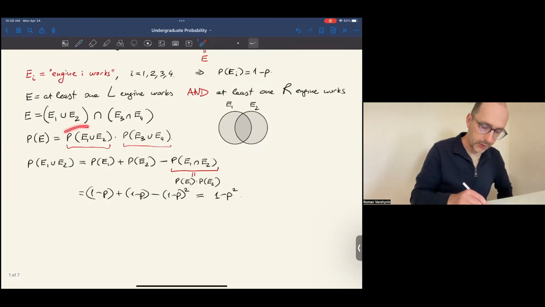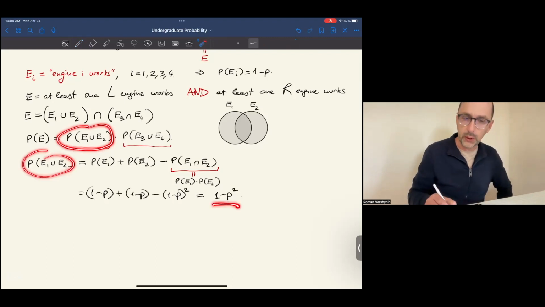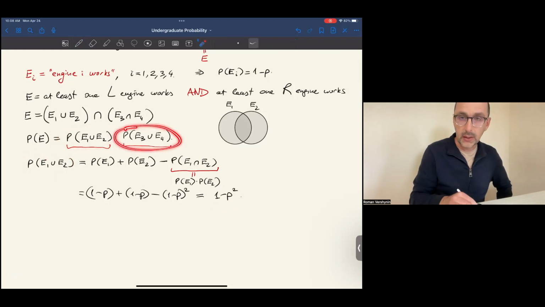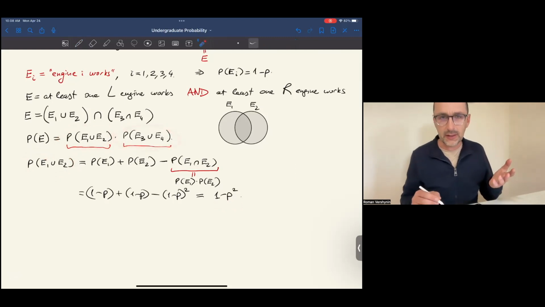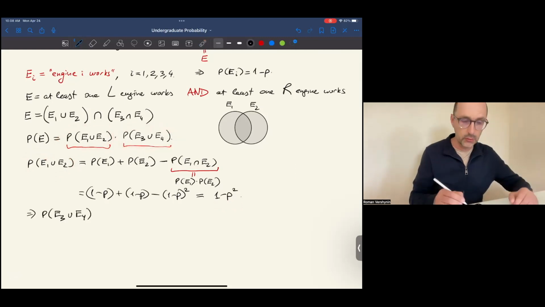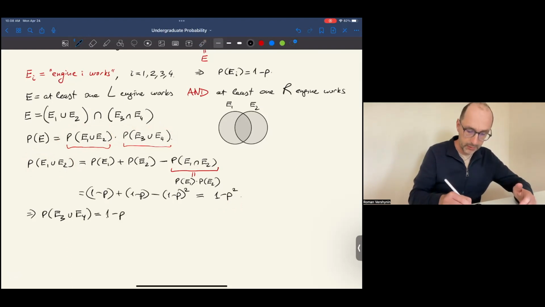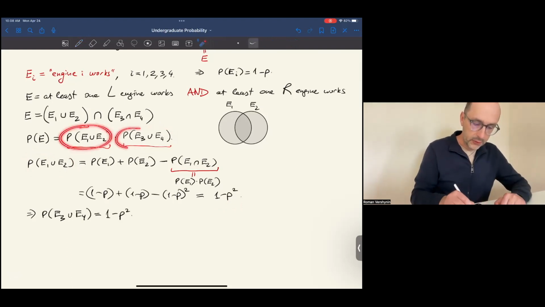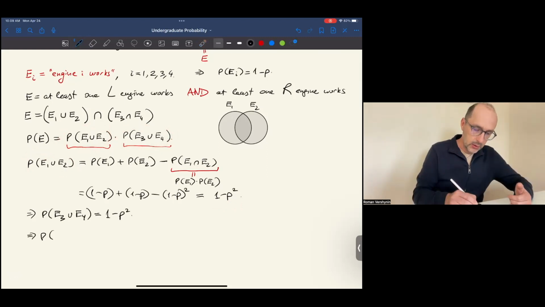We computed this term. It is 1 minus P squared. Similarly, we can compute this term. In fact, the expression is exactly the same. Probability of E3 union E4 is also 1 minus P squared. So both of these factors are 1 minus P squared, and we get that the probability that the plane can fly is this, and that's the answer to the problem.